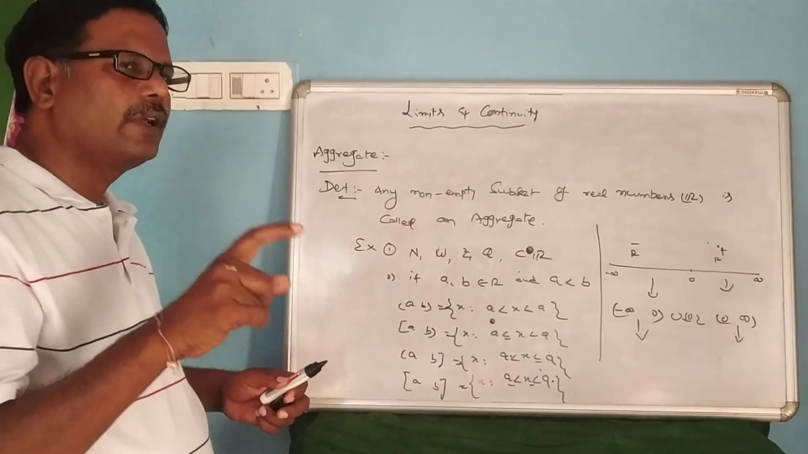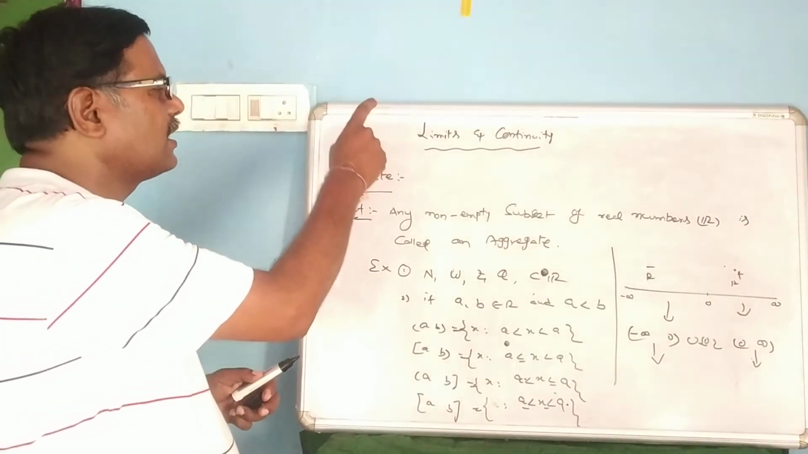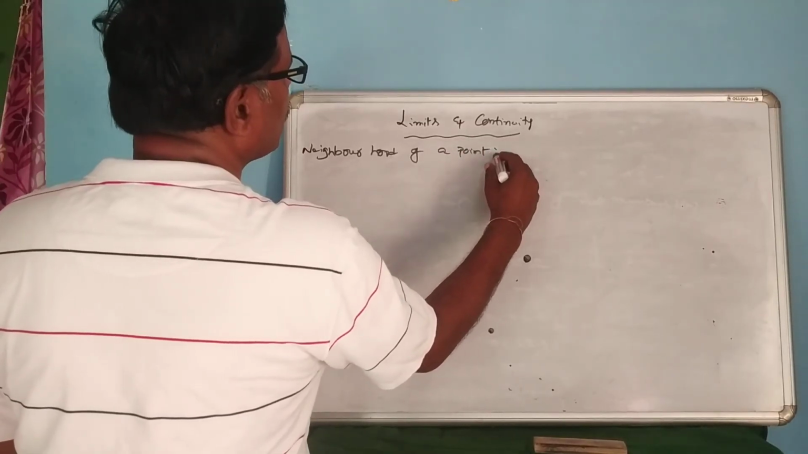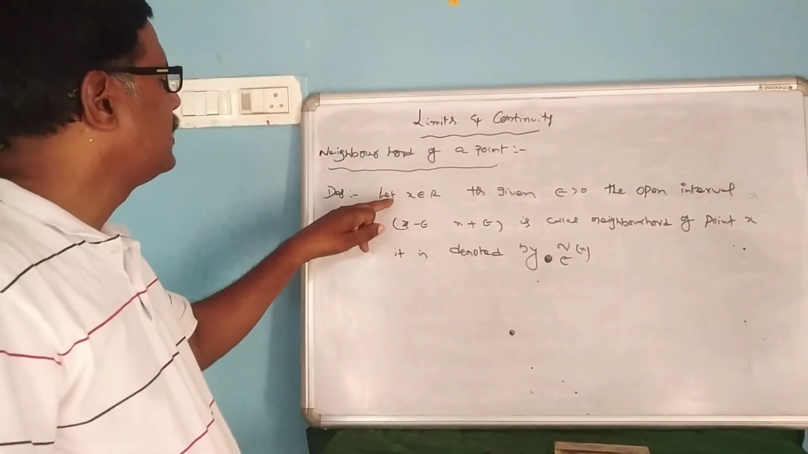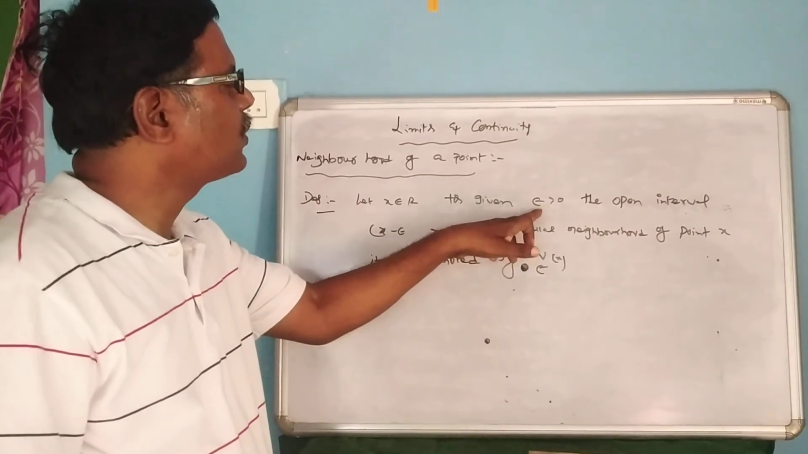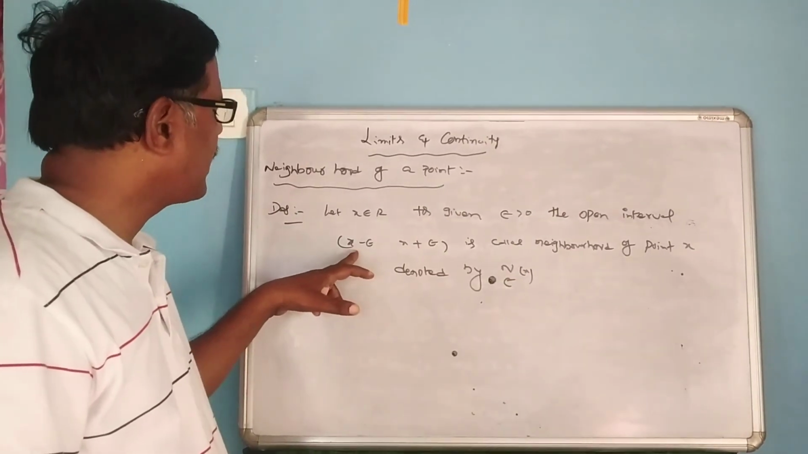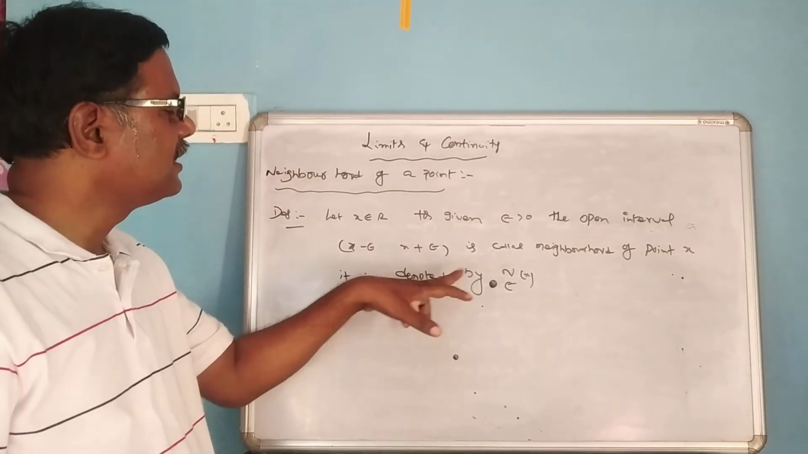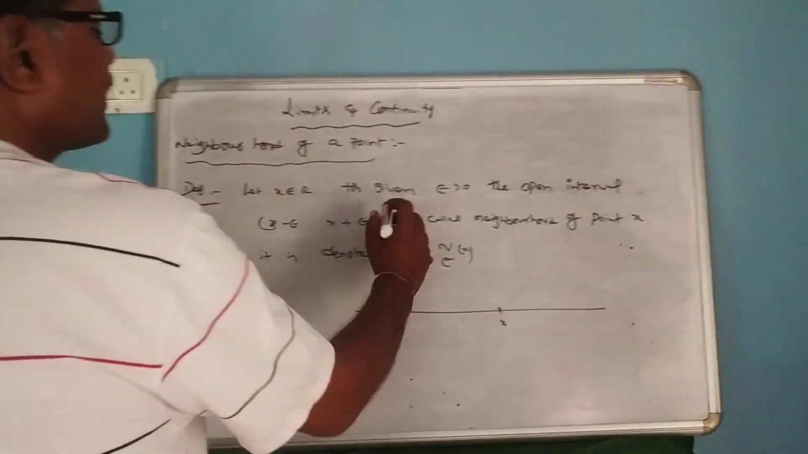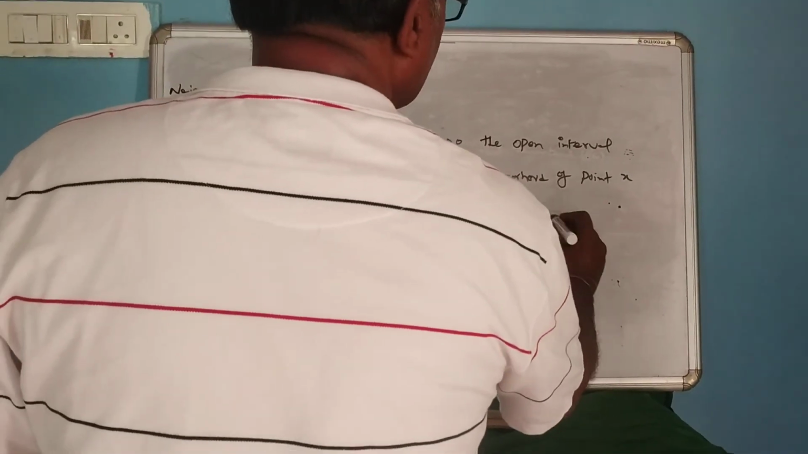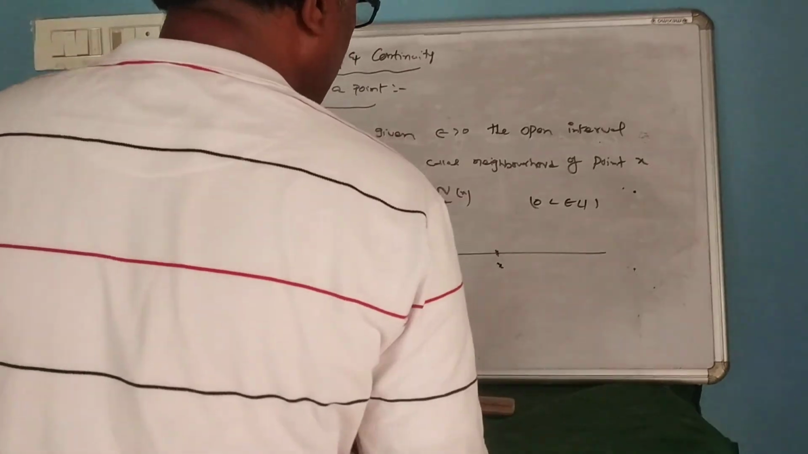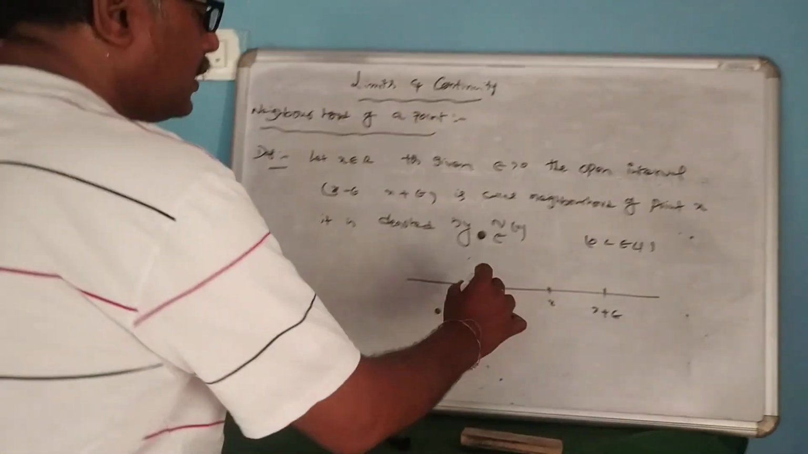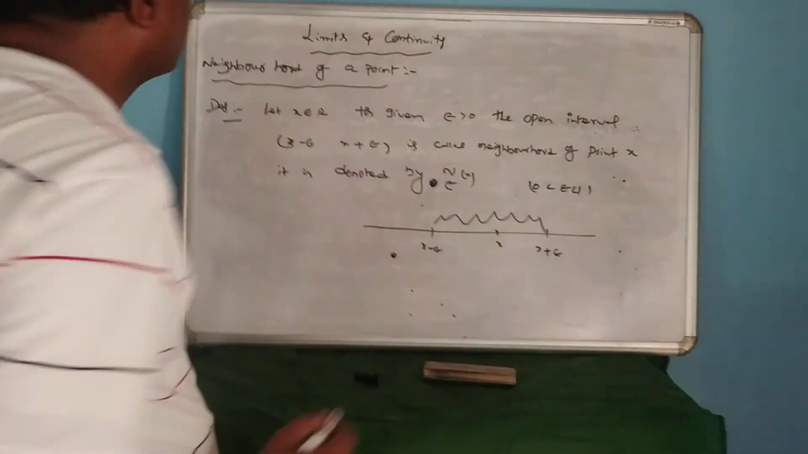In the definition of a limit, we should have some proper knowledge of the neighborhood of a point. Let x belong to R. For given epsilon greater than 0, the open interval (x minus epsilon, x plus epsilon) is called a neighborhood of the point x. It is denoted by N epsilon of x. Epsilon always lies between 0 and 1. This is x minus epsilon, this is x plus epsilon. This interval is called the neighborhood of a point.